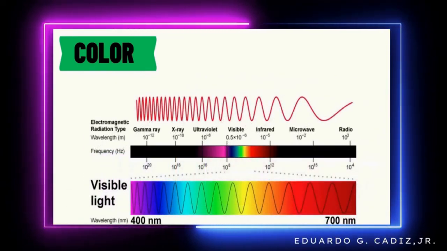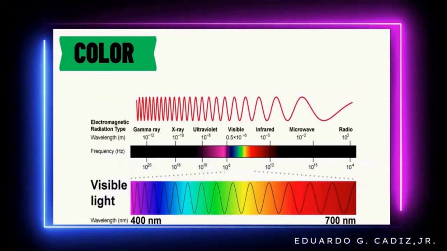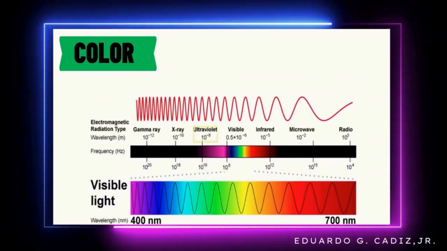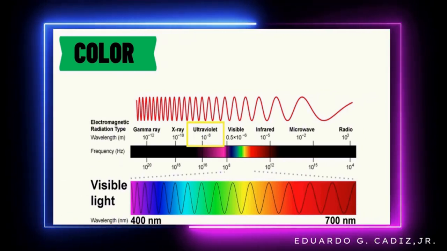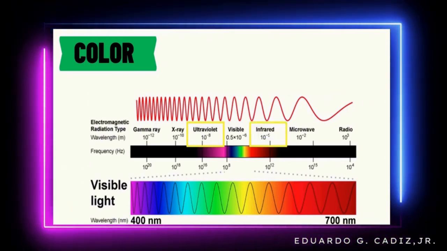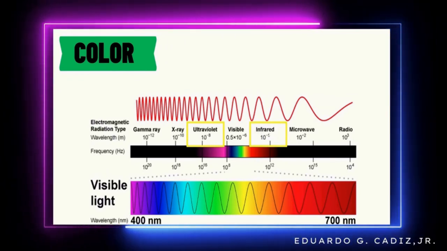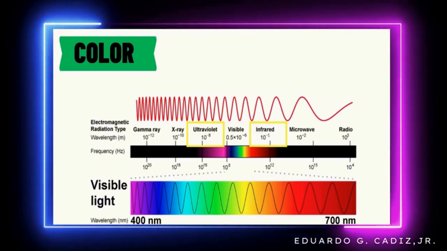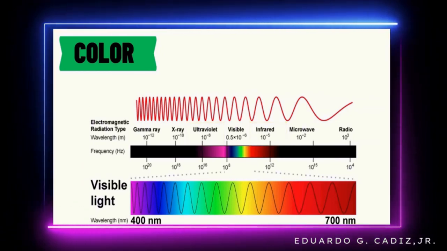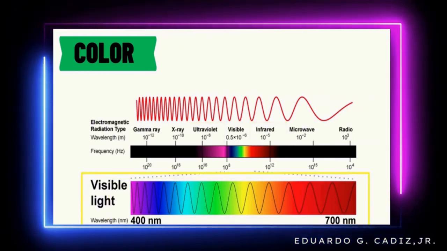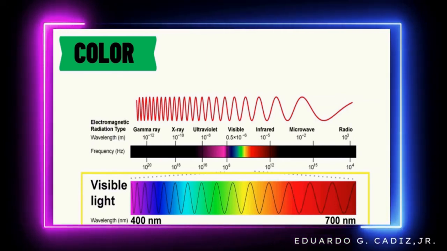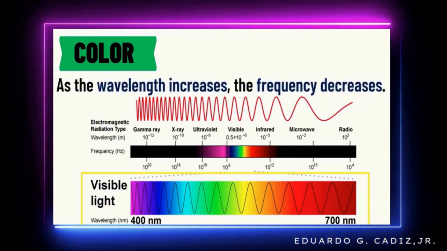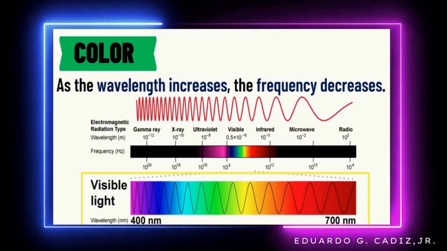When the wavelength of an electromagnetic wave is shorter than 400 nanometers, it is called ultraviolet. And if it has a wavelength greater than 750 nanometers, it is called infrared. Observe this illustration. What can you say about the relationship of frequency and wavelength? Correct. As the wavelength increases, the frequency decreases.